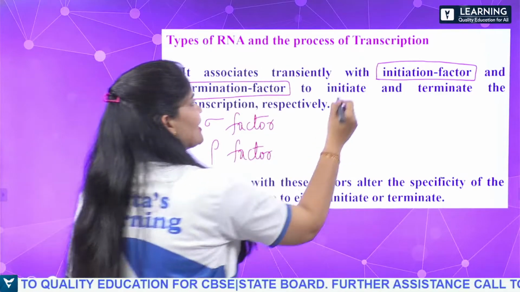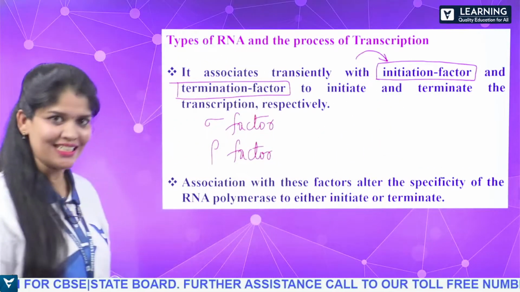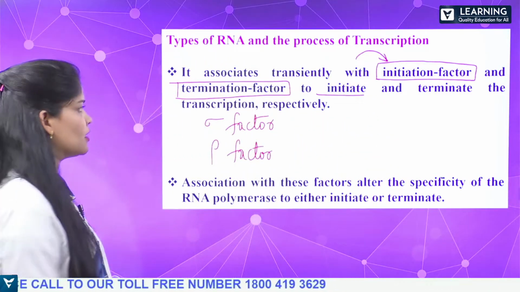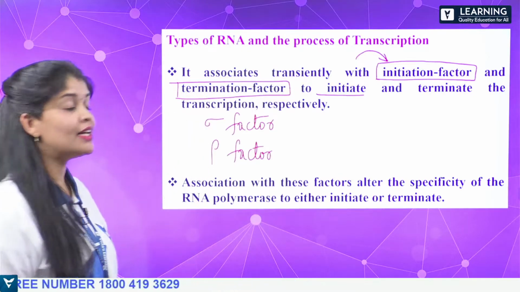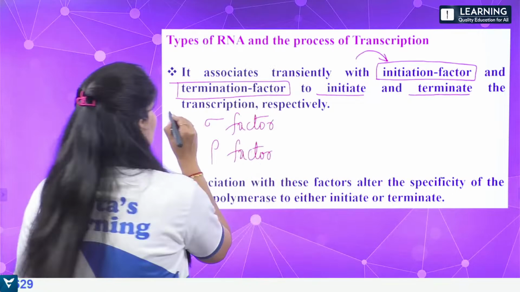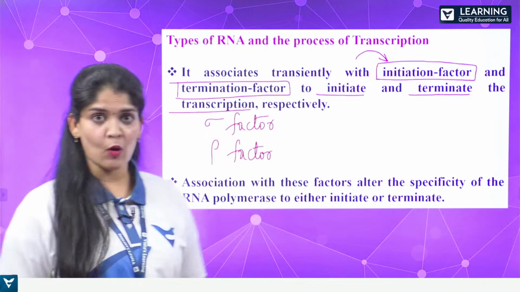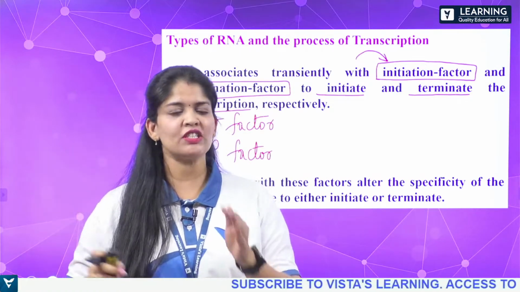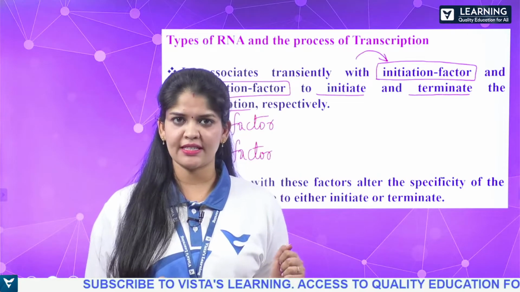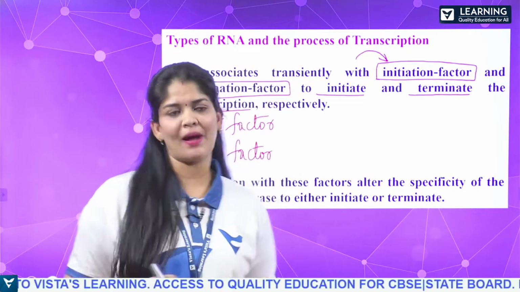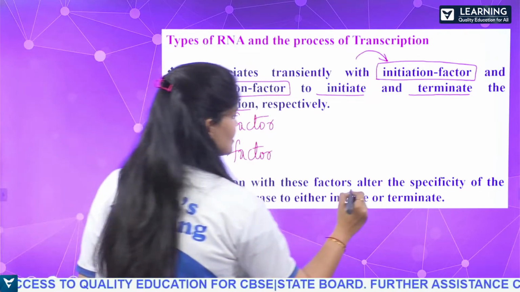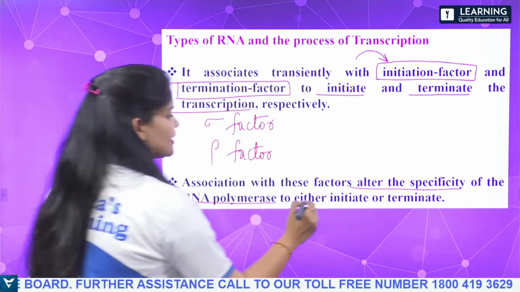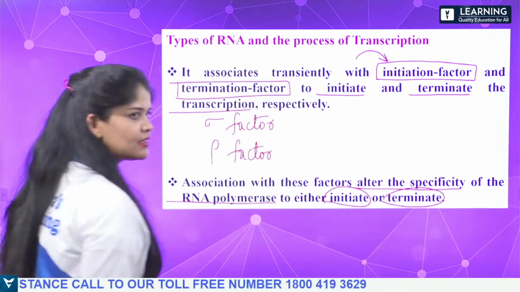Thereby, by getting associated with the initiation factor, it can initiate the process of transcription. By associating with rho factor, otherwise called the termination factor, it can terminate the process of transcription. This is how a single RNA polymerase is going to catalyze all the steps of initiation, elongation of the chain and termination of transcription in prokaryotes, that is bacterial cells. Association with these factors alters the specificity of the RNA polymerase, so it can either initiate the process or terminate the process.